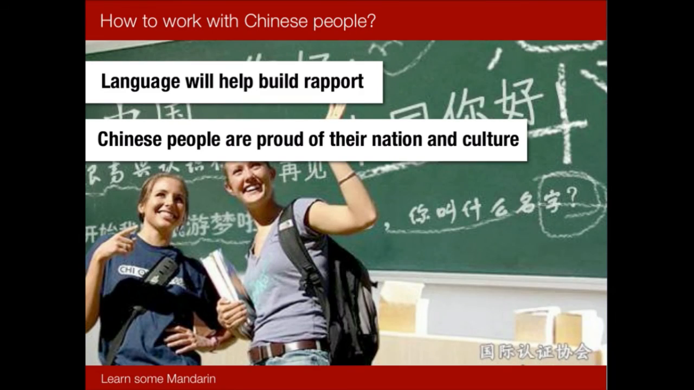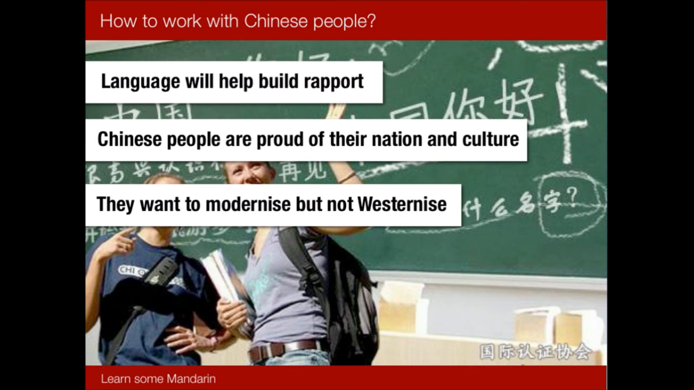As I said, the Chinese people are keen to teach you the language, and showing that you are genuinely interested in the language and the culture will greatly help you to work with the Chinese people, because Chinese people are extremely proud of their nation and culture. This stems not only from thousands of years of history, but also the recent decades of economic growth. So they want to modernize, but not necessarily westernize. So that is a difference you have to bear in mind.